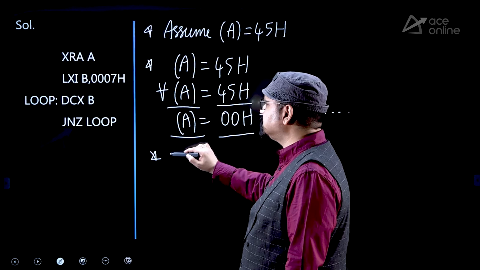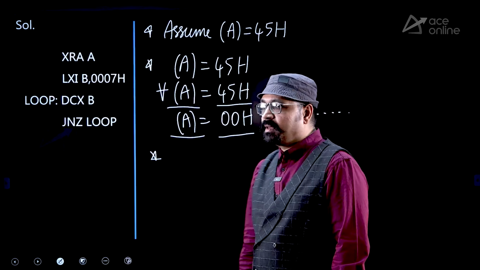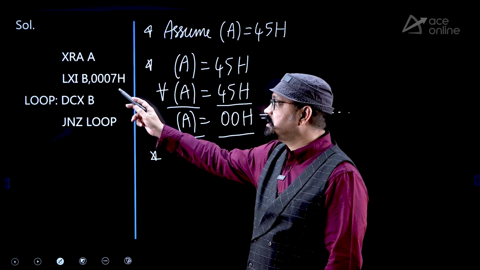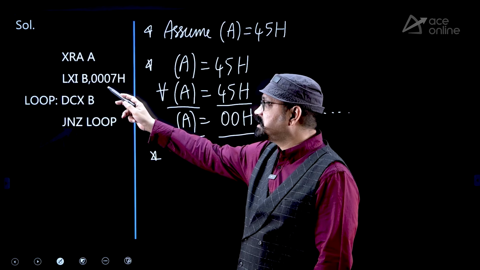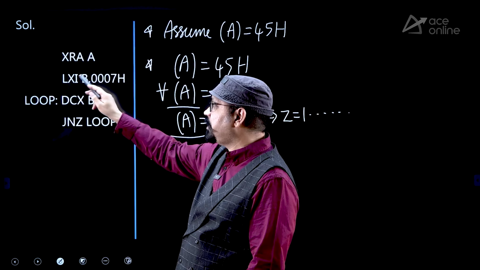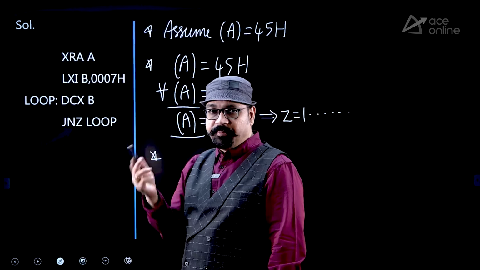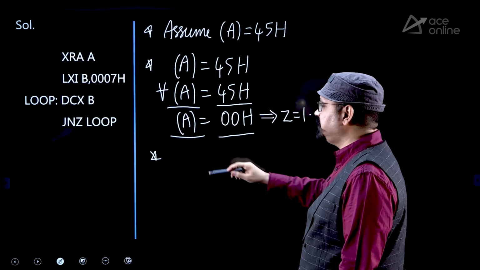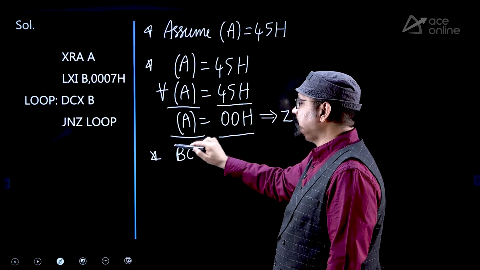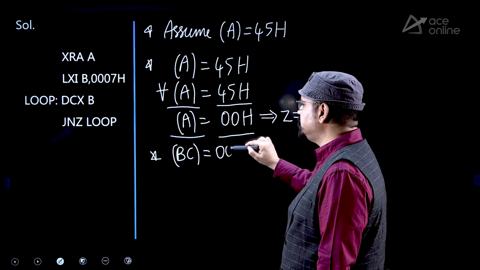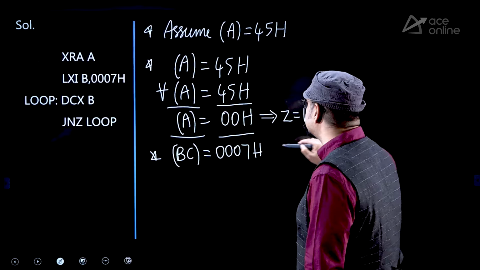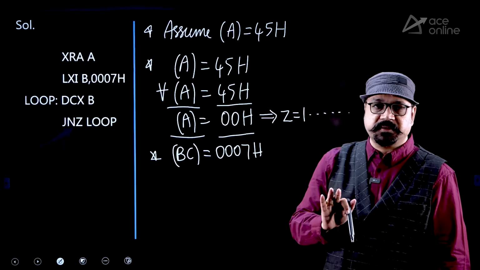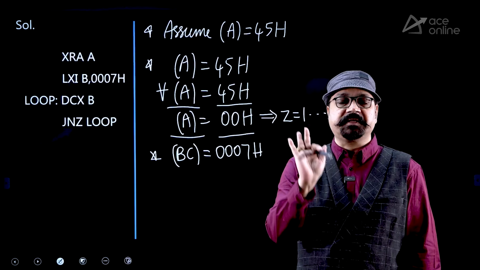What is that? LXI B, 0007. LXI stands for load immediate. So that B should be considered not as 8-bit B but as the 16-bit BC pair. If it is given as MVI B, then we take that B as the 8-bit B register. As it is given as LXI, we consider it as the 16-bit BC pair. The BC pair content is loaded with 0007. But you need to understand, this instruction is a data transfer instruction, not going to affect the flags.